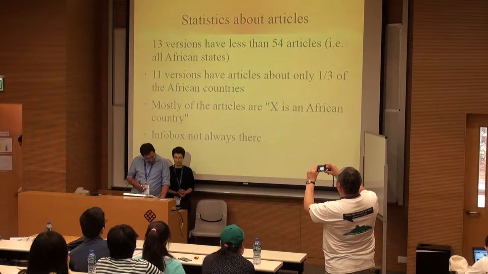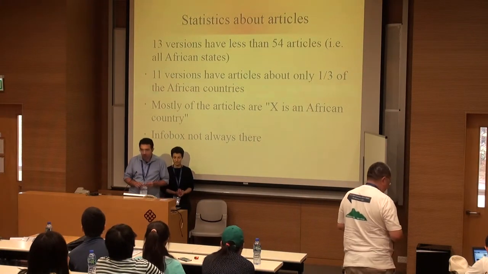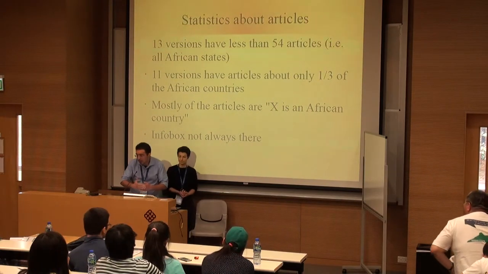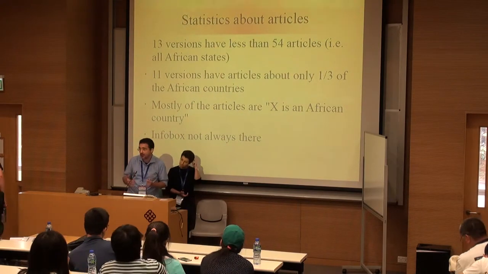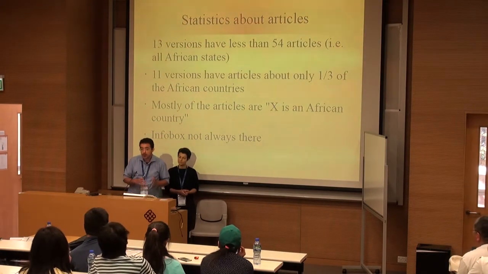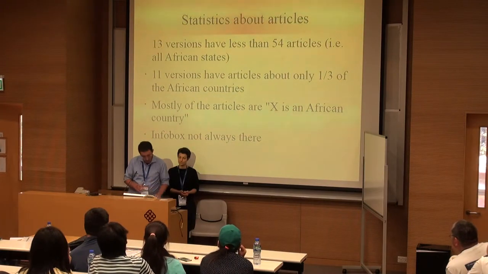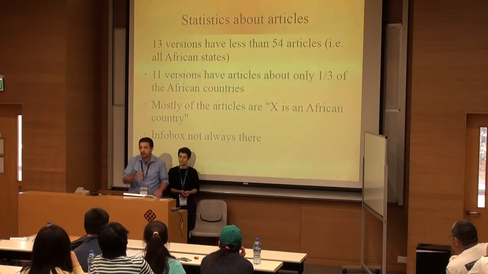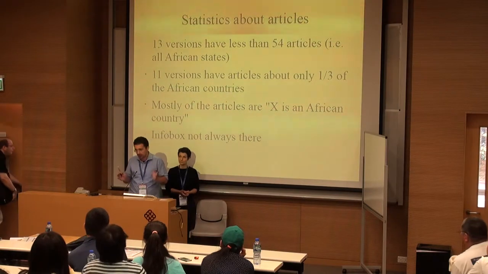And then there are other statistics. We also put a limit of 54 articles. So we thought that at least the African Wikipedias have articles about African states. This proved to be wrong in two thirds of the cases. And mostly, of course, the articles are like "Mali is an African state," period. Then there is an infobox, maybe, or not.